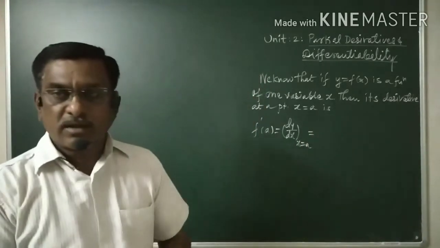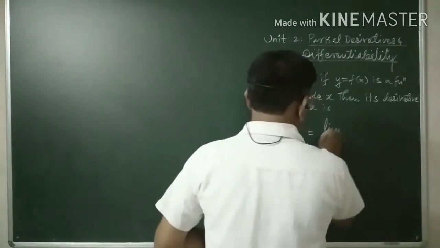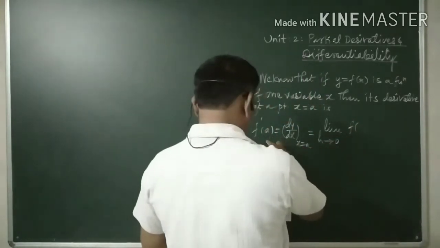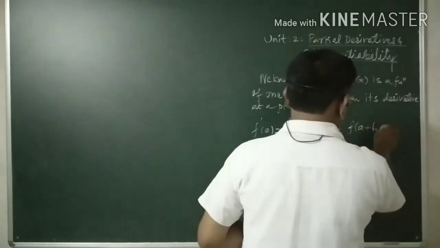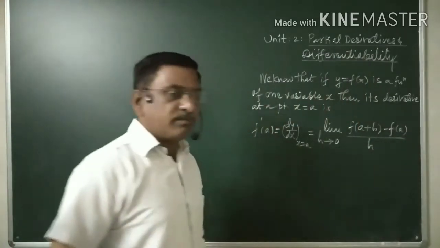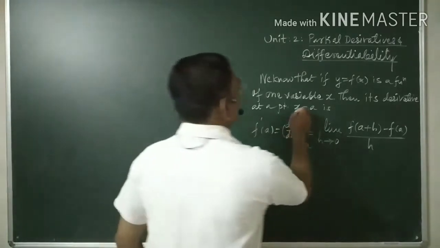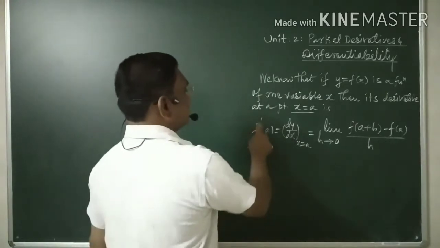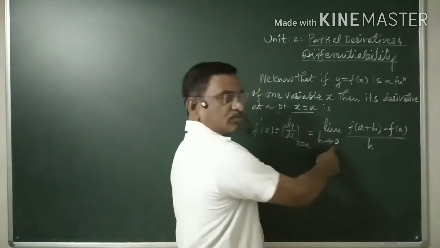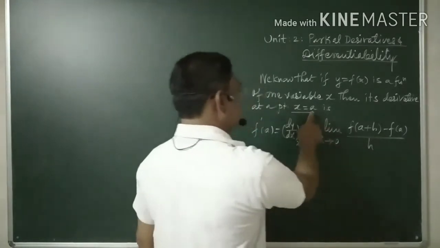It is nothing but the definition in terms of a limit. It is the limit as h tends to 0 of f of a plus h minus f of a divided by h. This is the definition of the derivative of a function of one variable at a point x is equal to a: f dash a is equal to dy by dx at x is equal to a, which is equal to the limit as h tends to 0 of f of a plus h minus f of a divided by h. This is at point a.